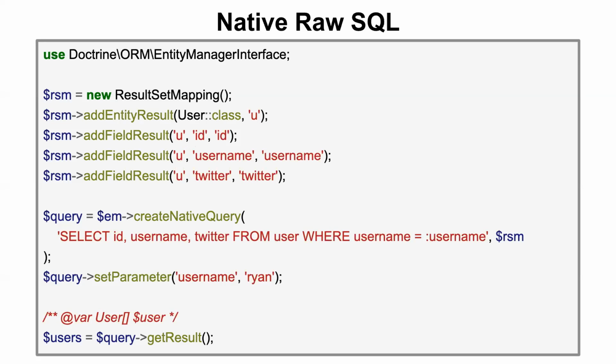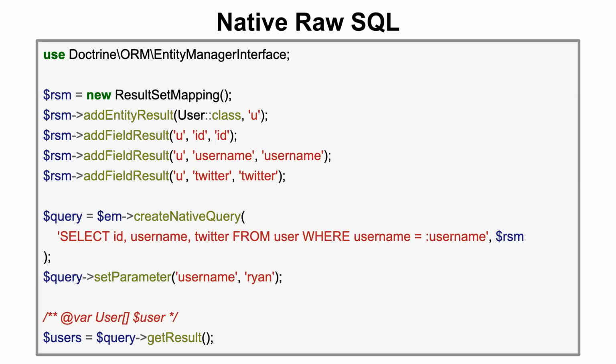Doctrine does all this for you automatically if you use DQL. It is able to combine the mapping information that's defined in those annotations so that it can automatically know that, okay, the id column from the database goes into the id property, the username column goes into the username property, et cetera, et cetera. So you can pretty much always use DQL for the most common use cases.